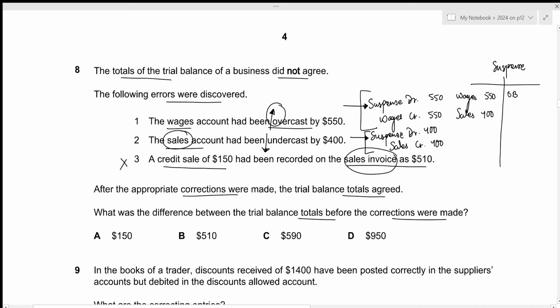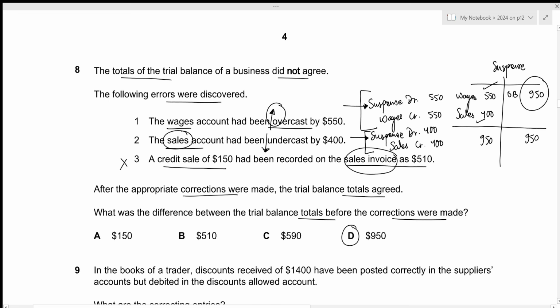Now the opening balance will be on the credit side, because remember, suspense is a temporary account, so there should be no closing balance. Now the total from the debit side is 550 plus 400, which results in 950. And that will also act as the opening balance within the suspense account. Always remember that the opening balance within the suspense account is just going to be the difference between the trial balance totals before the corrections were made. So the answer we're looking for is 950, which is given by option D.